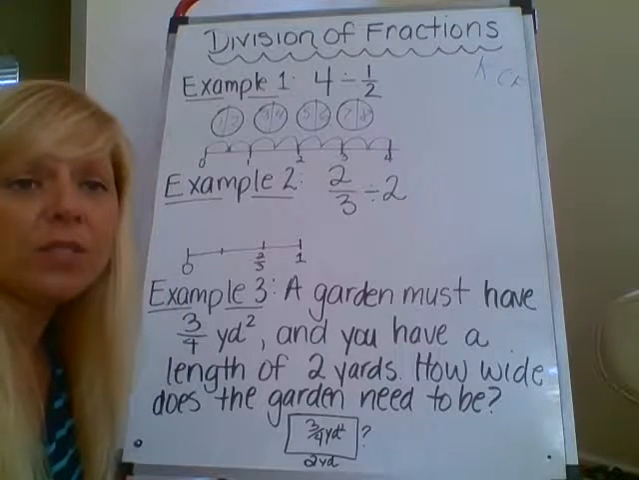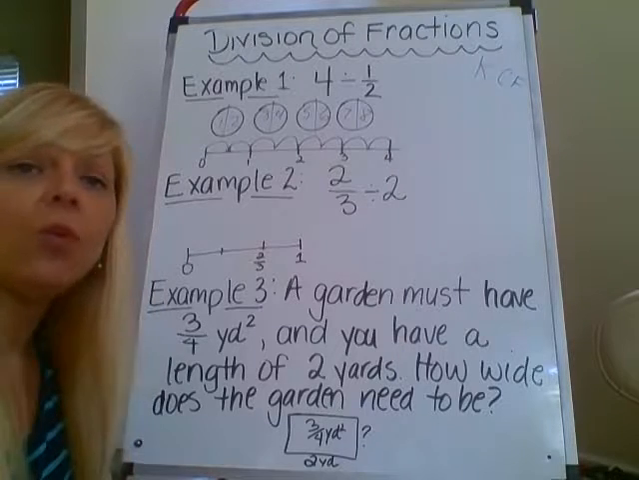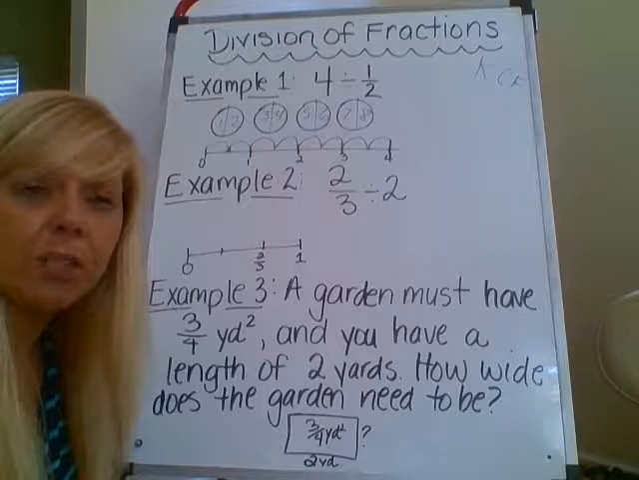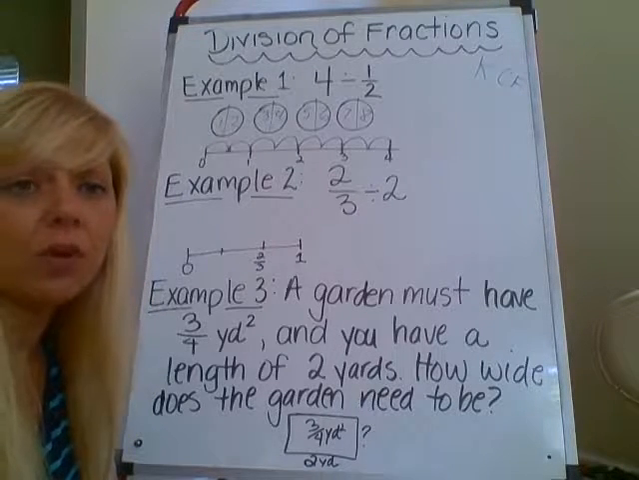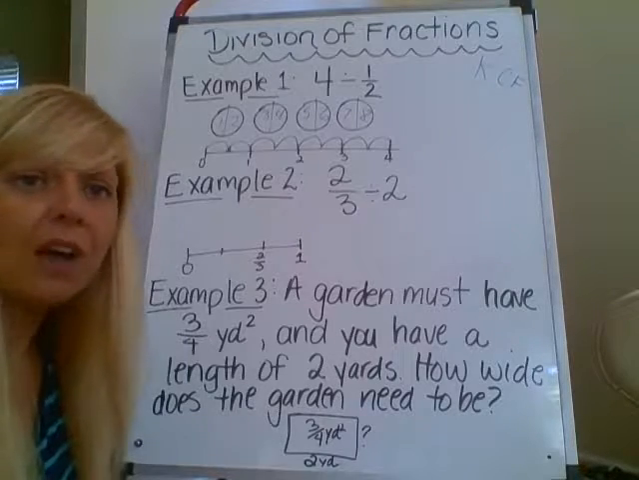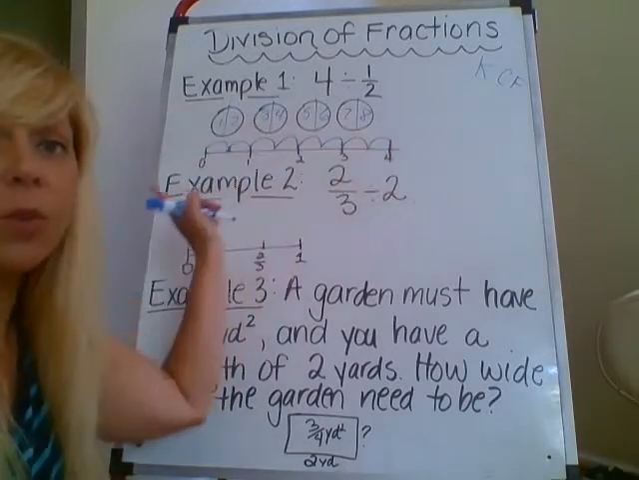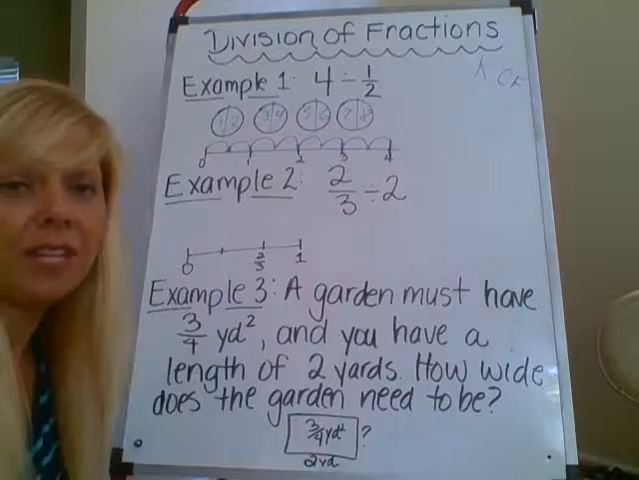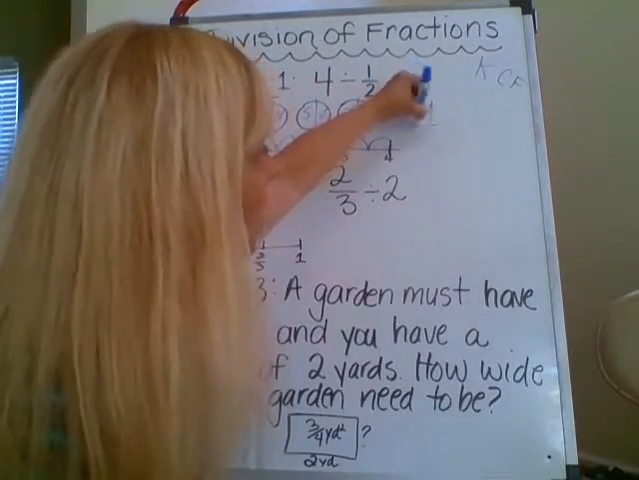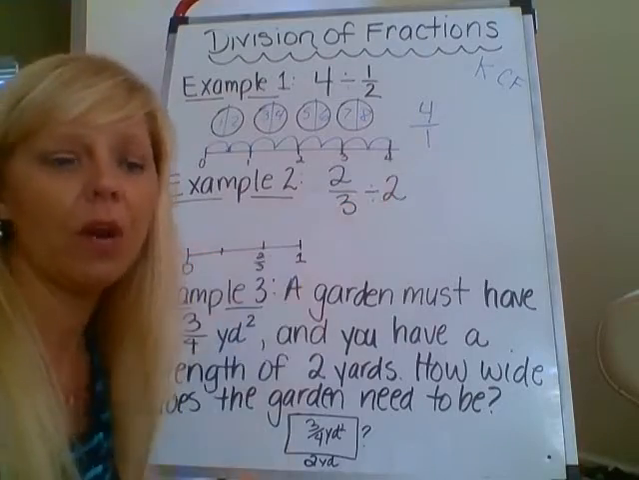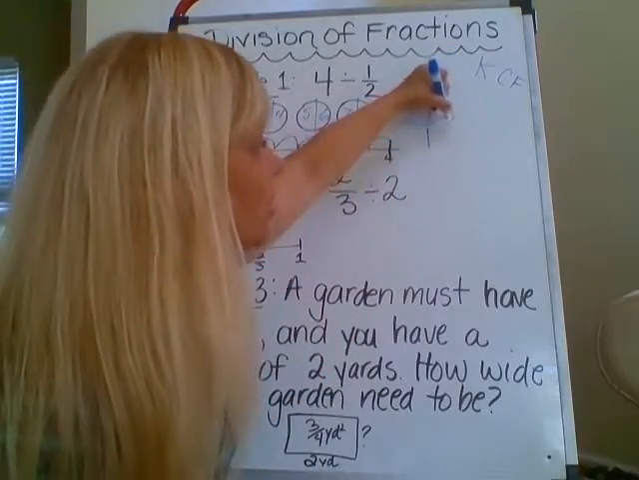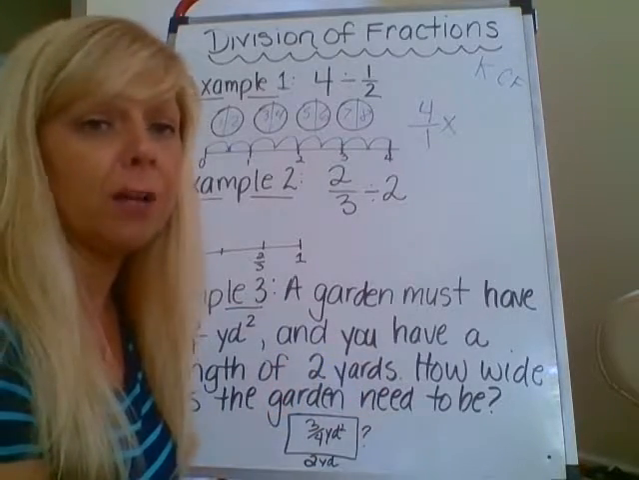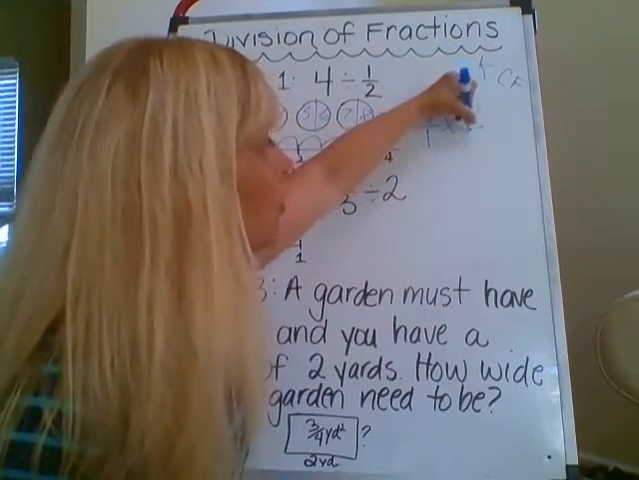Okay, so if I wanted to use the algorithm, what we do is keep, change, flip, where we keep the dividend, we change the operation to multiplication, and we flip or take the reciprocal of the divisor. So we always have 4 wholes. We had 4 whole circles, we had 4 wholes on the number line. That never ever changed. So that's why we keep the dividend. So if we keep the 4, again, we have 4 wholes, so we put a 1 underneath it. We change the operation to multiplication, and then we take the reciprocal, or we flip the divisor. So that becomes 2 over 1.